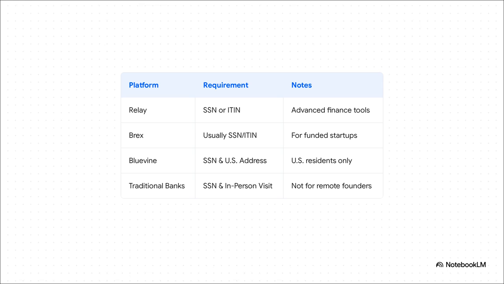Now, it's just as important to know which doors are probably going to be closed, because this will save you a ton of time and frustration. Platforms like Relay, Brex, and Bluevine, or traditional banks like Chase or Bank of America, they almost always require an SSN or a special tax number called an ITIN. Some even want you to have a US address or show up in person. For most remote founders, these are just not the right places to start.